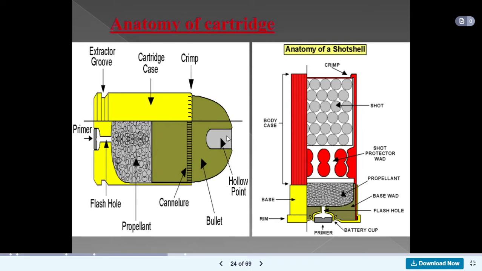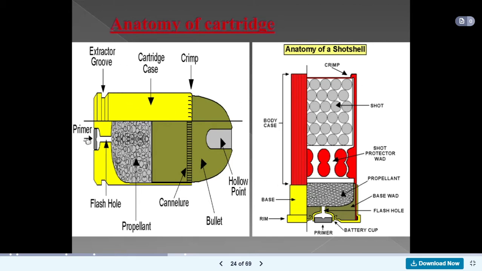So, hollow point. This bullet is a hollow point. It has a hollow point here. Anatomy of shot shell. In shotguns, there is the body case. Shot, these are balls. Crimp, at the top. Crimp, lock. Later on, we will discuss all about this.